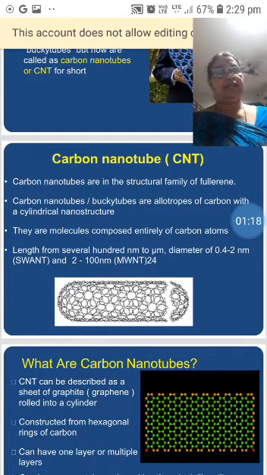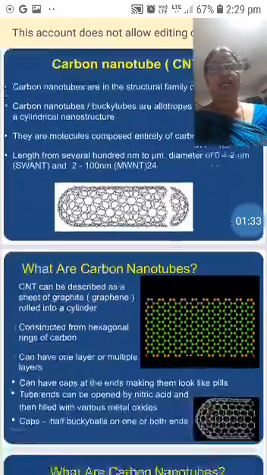Generally, they are of two types. One is single-walled carbon nanotubes, another is multi-walled carbon nanotubes. Usually, single-walled nanotubes have a diameter from 0.4 to 2 nanometers. Multi-walled nanotubes have a diameter from 2 to 100 nanometers.